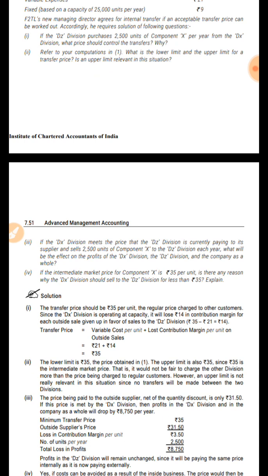So the answer is the transfer price should be 35 per unit, the regular price charged to the other customers. Since the DX division is operating at capacity, it will lose Rs 14 in contribution margin for each outside sale given up in favor of sales to DZ division. That's why 35 minus 21 is equal to 14 rupees. Transfer price should be variable cost per unit plus lost contribution margin per unit on outside sale. So 21 plus 14, Rs 35.